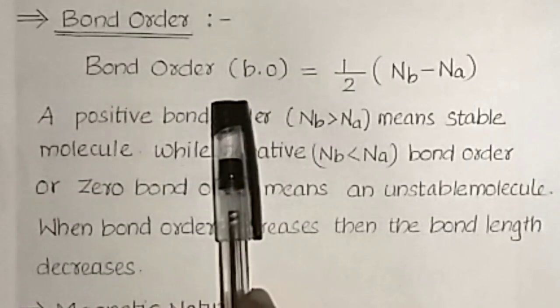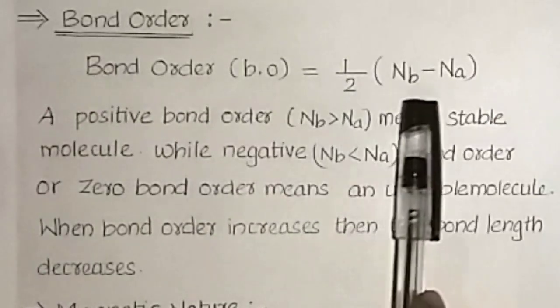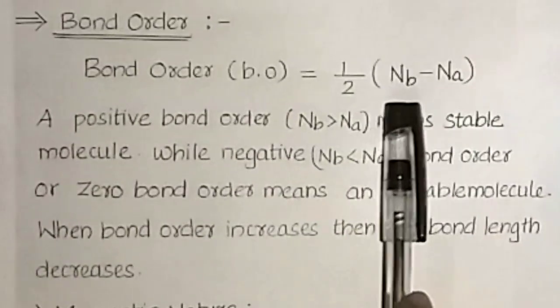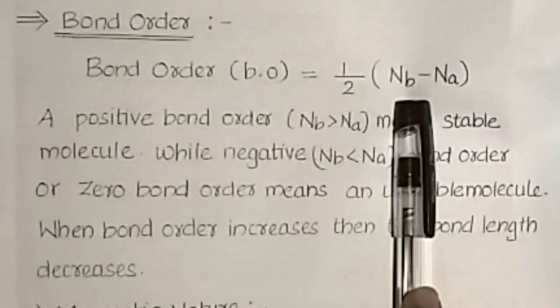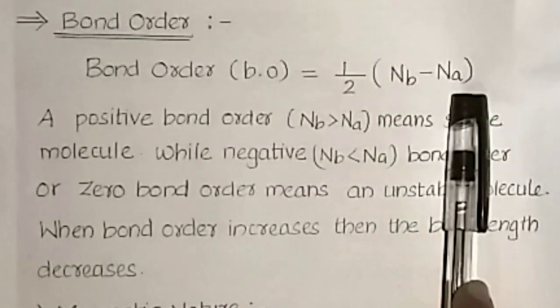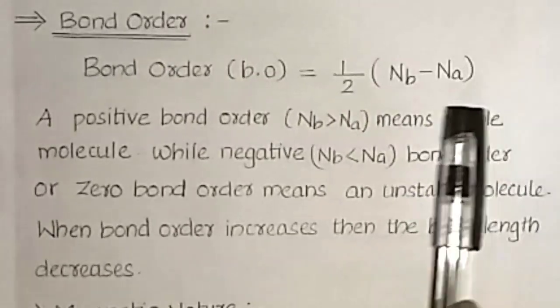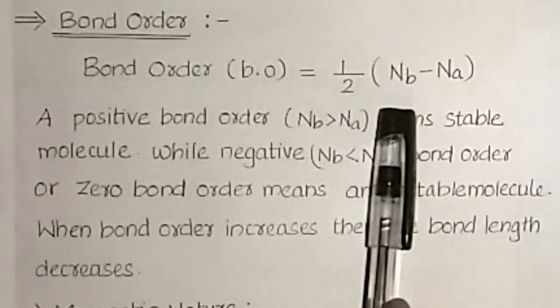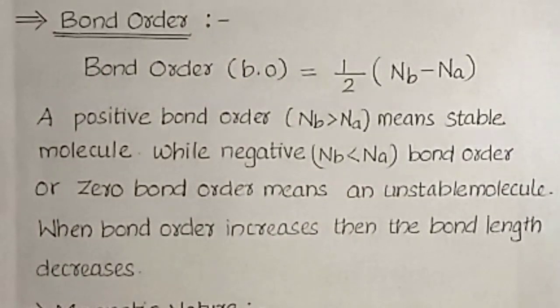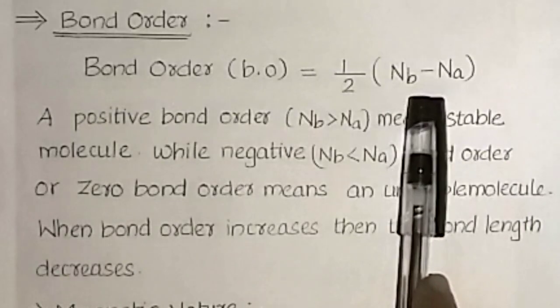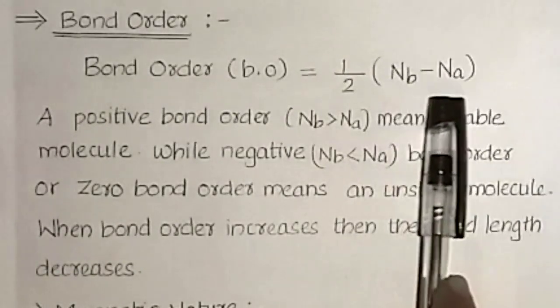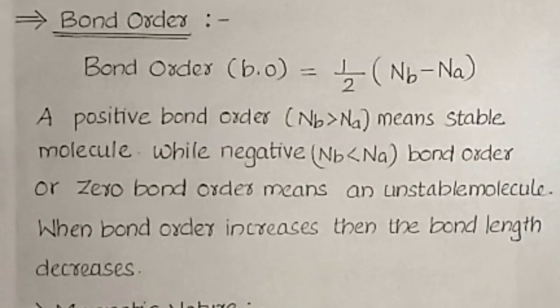Bond order is defined as half of the difference between the number of electrons present in the bonding molecular orbitals and the number of electrons present in the anti-bonding molecular orbitals. That is, we can write it as half into Nb minus Na. Nb is the number of electrons in bonding molecular orbitals, Na is the number of electrons in anti-bonding molecular orbitals.